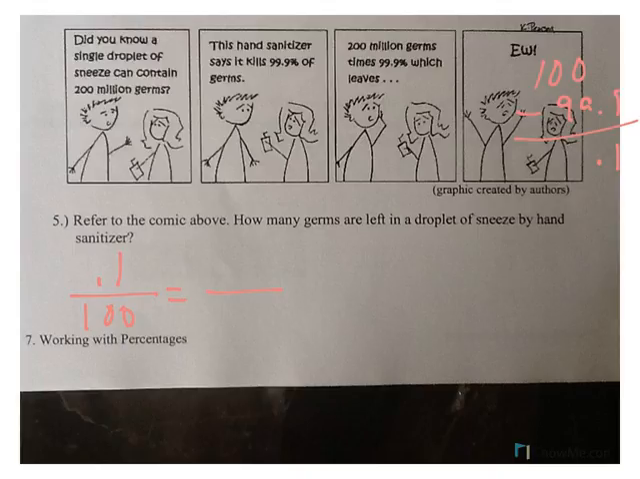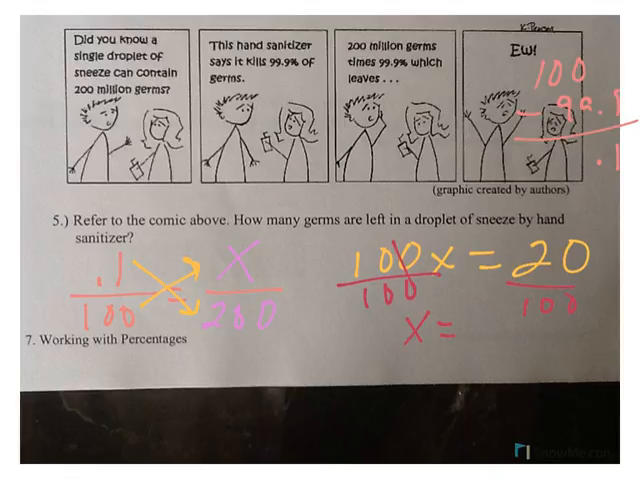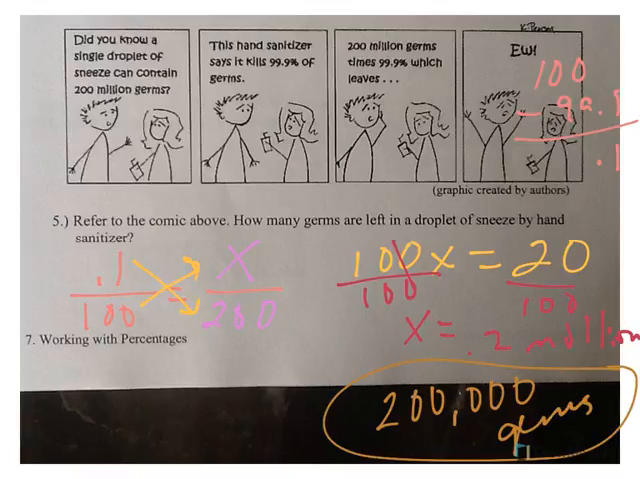How many germs did we start with? We started with 200 million, and we want to know how many are there. Notice I said million. So when I cross multiply, 100x equals 0.1 times 200, which is 20. I divide both sides by 100, and I get x equals 0.2 million. Well, 0.2 million is the same as 200,000 germs.